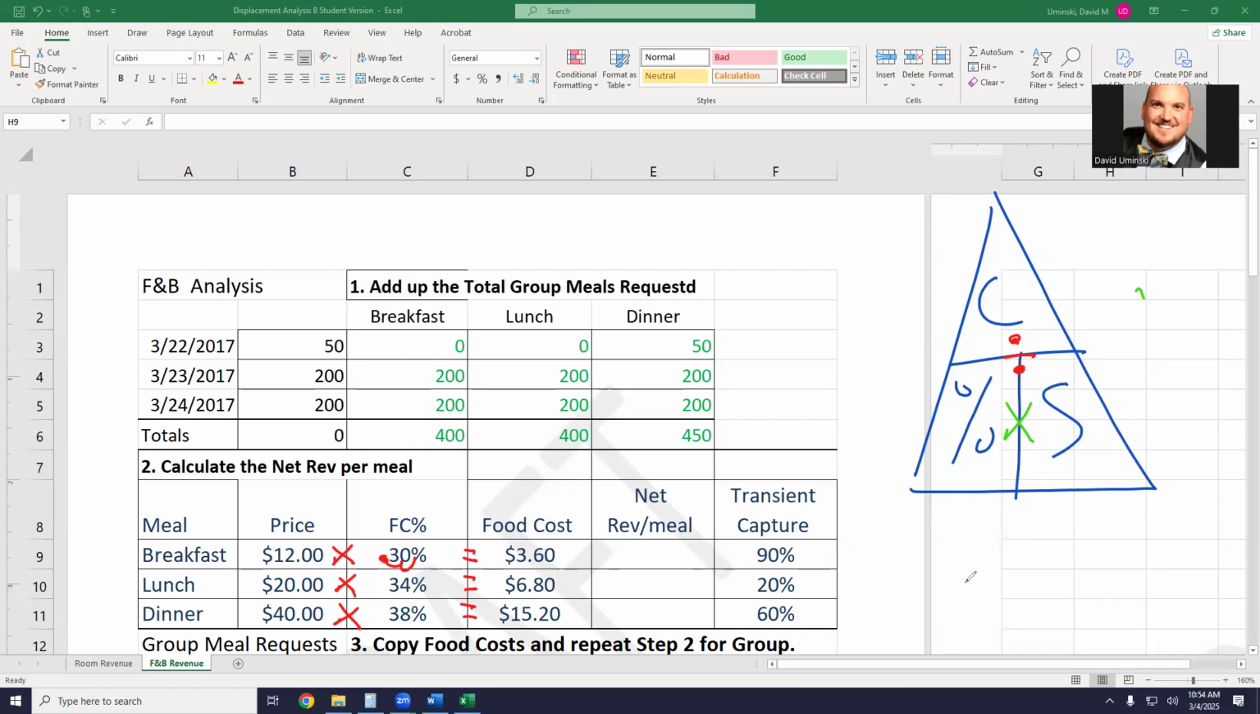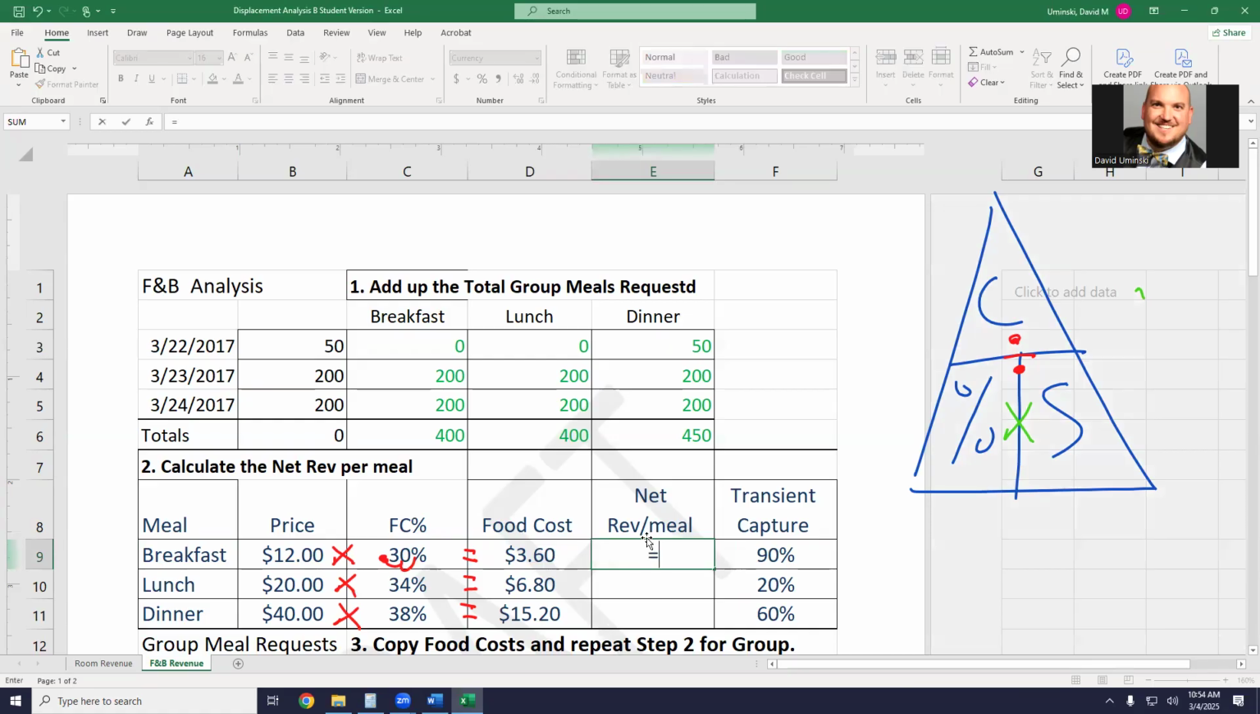All right. So now how do we find that net revenue per meal? Subtract the selling price from. Exactly. We're gonna subtract the selling price minus the food cost. Selling price minus the food cost is our net revenue per meal. Okay.